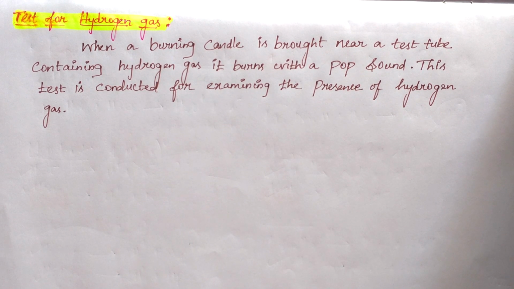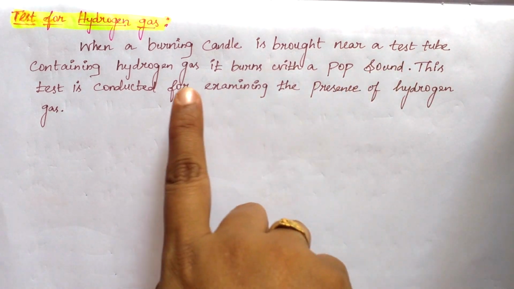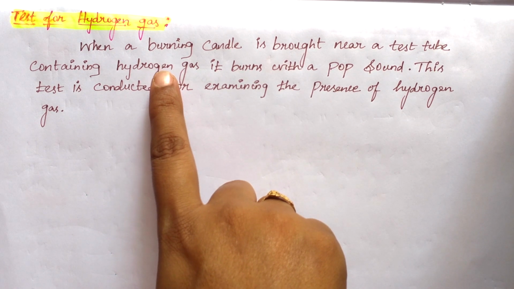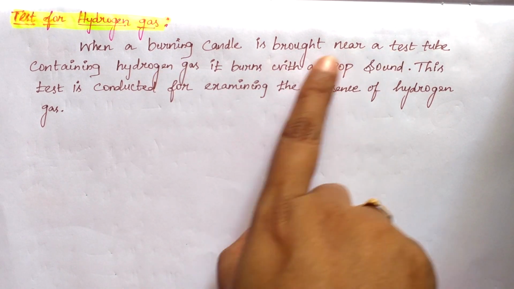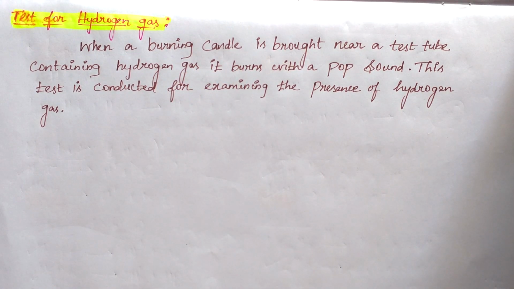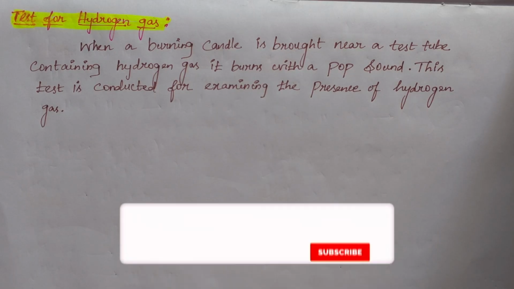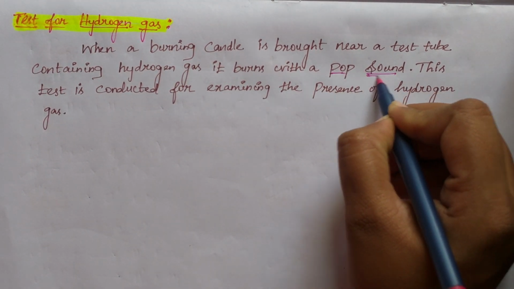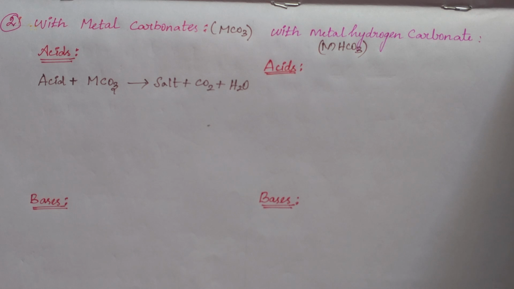When a burning candle is brought near a test tube which contains hydrogen gas produced during the reaction, the candle burns and goes off with a pop sound. So this test is for the presence of hydrogen gas. Here the important key point is that hydrogen gas produces a pop sound. Okay. The second chemical property for acids and bases is reaction with metal carbonates and metal hydrogen carbonates.